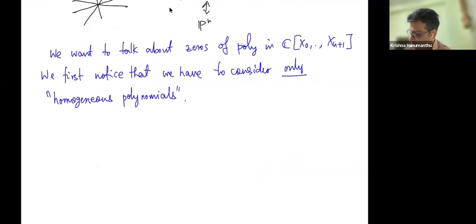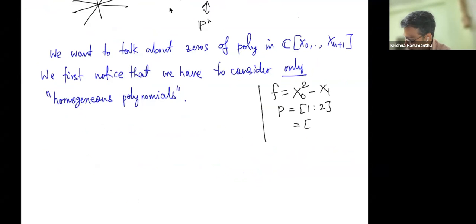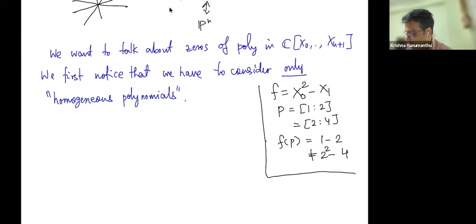I will quickly recall the reason I gave you, with an example, something like this. If you take P to be a point like [1 : 2], which, as I said, is also equal to [2 : 4], then what is f(P)? If you use the first representation, [1 : 2], you get 1 minus 2. And if you use the second representation, you get 2 squared minus 4, or 2 minus 4. So this is not a well-defined way of defining values. In fact, that we can never do, but we'll immediately see that we have to consider homogeneous polynomials.